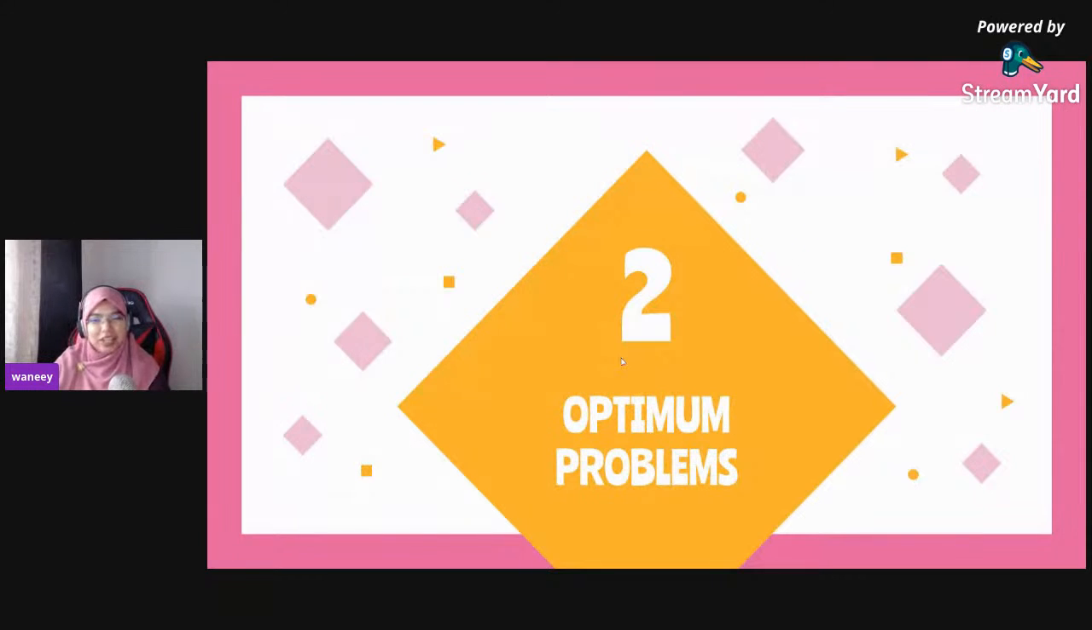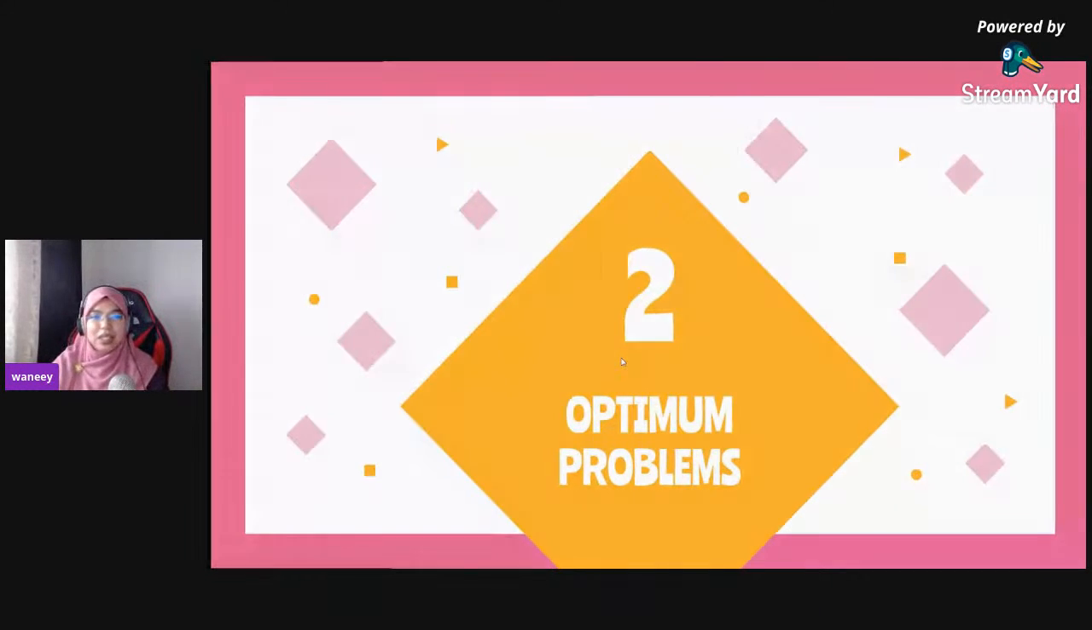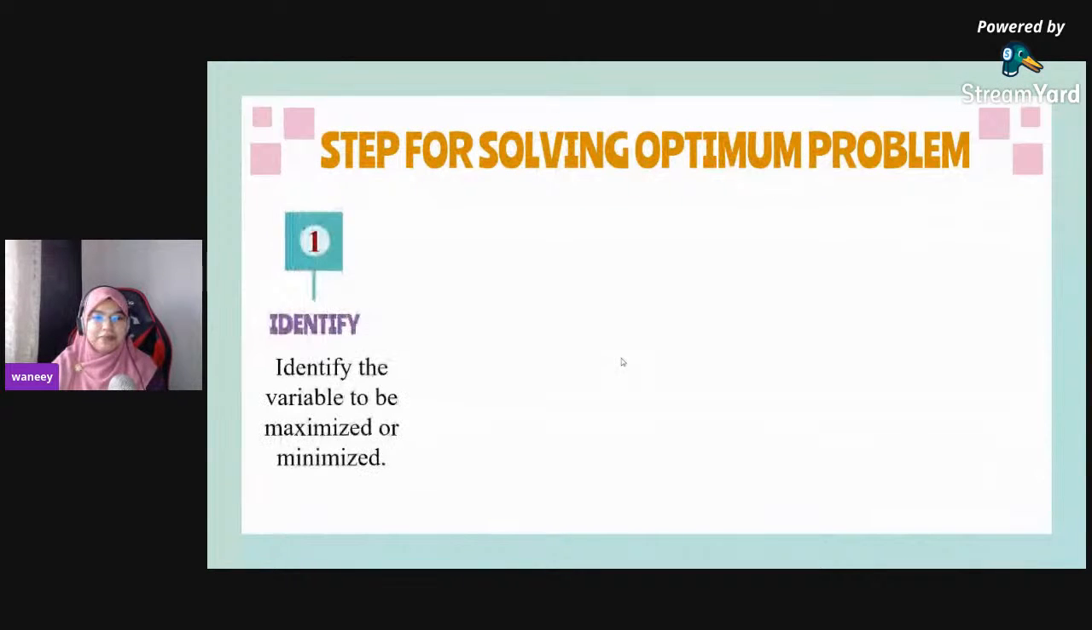Okay, so now this is the optimum problem. Basically there are a few steps before we can solve the optimum problem. The first step is to identify the variable that you want to maximize or minimize. So read the question very carefully. What are the things that you want to be maximum or minimum? Is it the radius? Is it the height? Is it the volume? Is it the area? Make sure you know what the variable is.